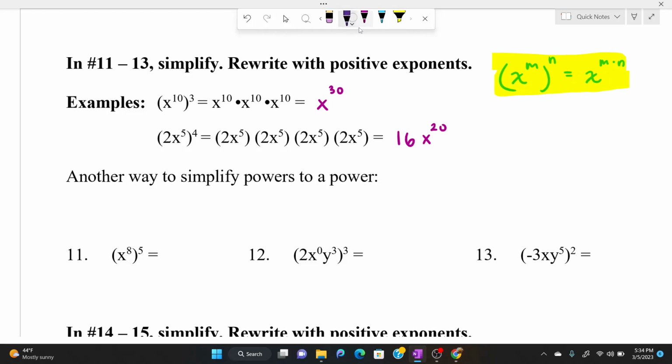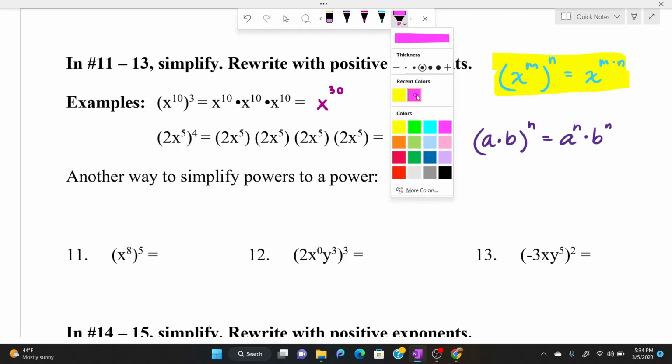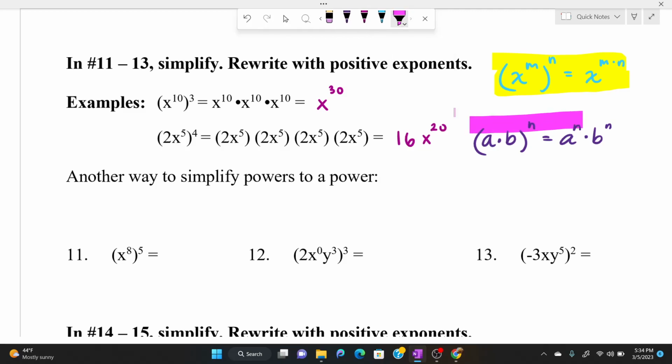And then the other rule that's being shown here is the product to a power rule. So let's suppose I have two things and I'm multiplying them. Basically, that exponent is going to apply to both factors. So it'll be a to the n times b to the n. So those are some important exponent rules that we want to make sure we know.